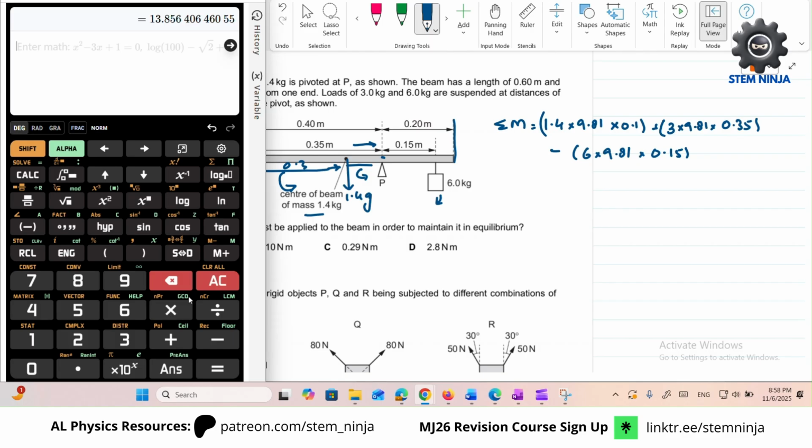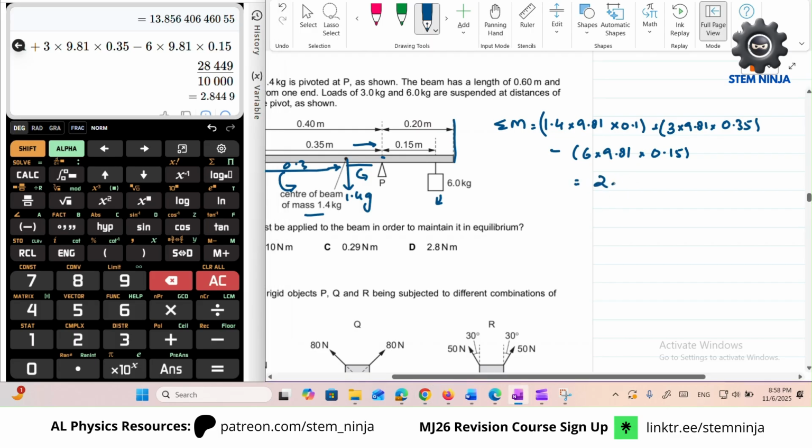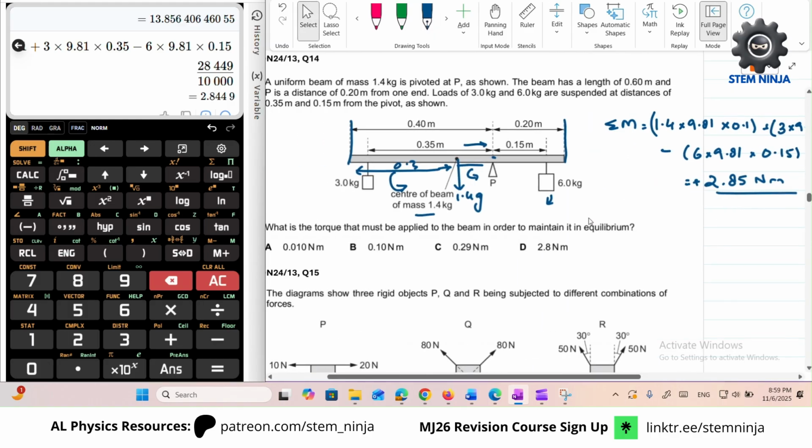Whatever the total moment is, we have to supply or apply in the same magnitude. So times by 0.1 times by 0.35 minus 6 times by 9.81 times by 0.15. So 2.8 Newton meter. So this is coming out to be positive. That means the anti-clockwise moments are greater. So we have to supply or apply clockwise moments of 2.8 newton meters also. So D.